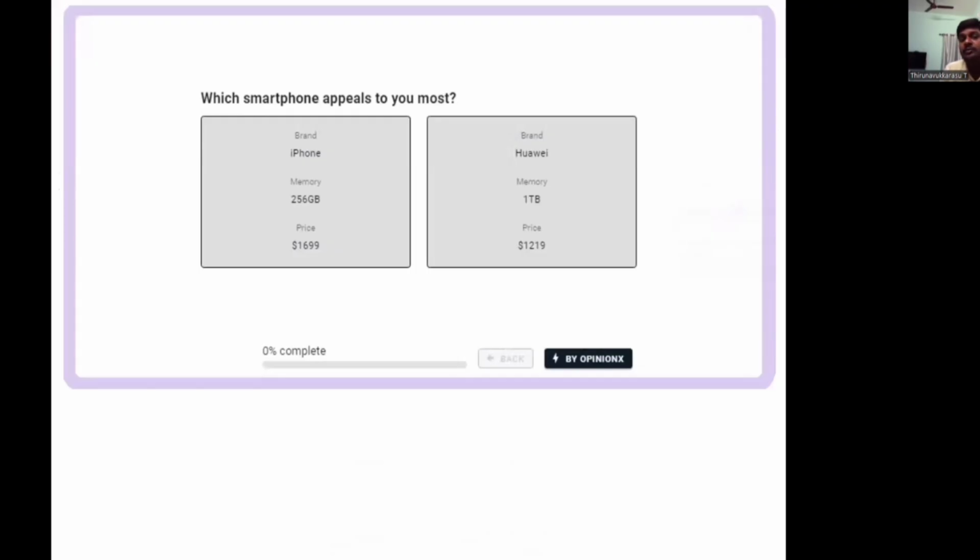Here is one example about two profiles of mobiles. One is about iPhone and another one is about Huawei. The two different profiles are there. Memory of 256 GB and 1 TB, and price of $1,699 and $1,219 only. Here, two profiles with different attributes or different levels are there.